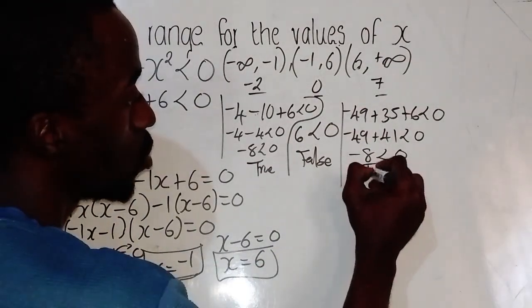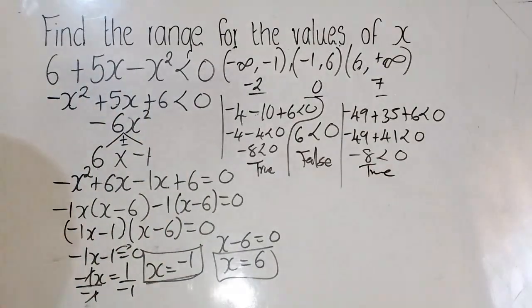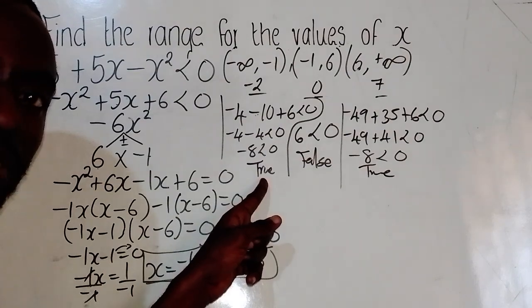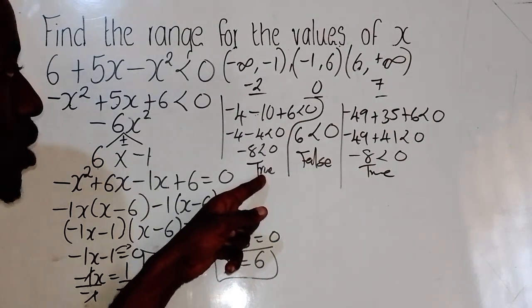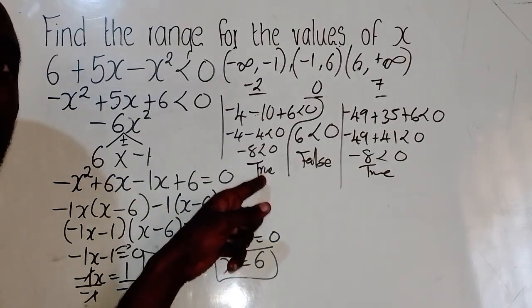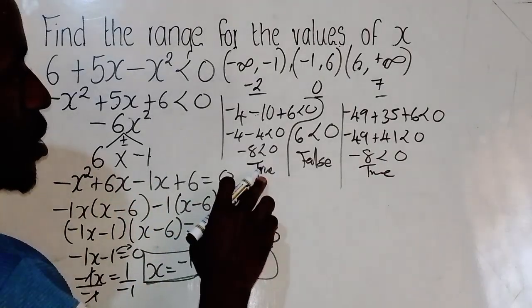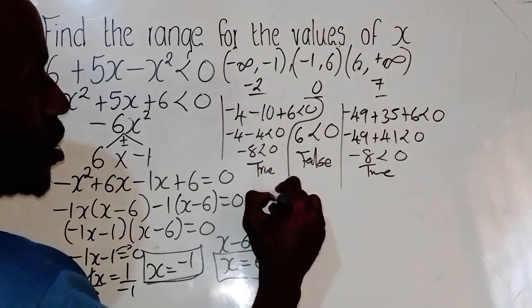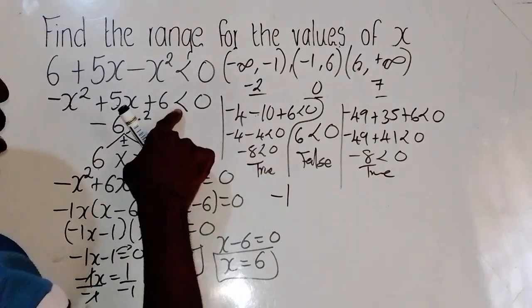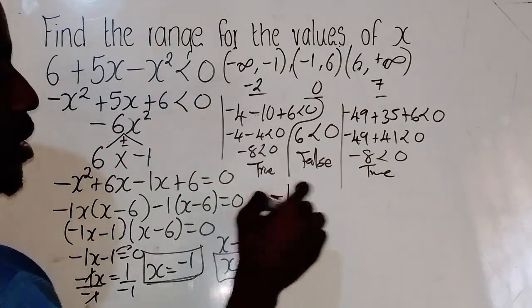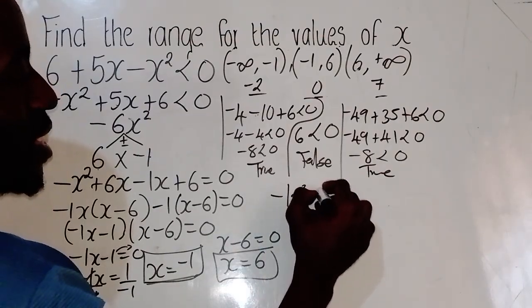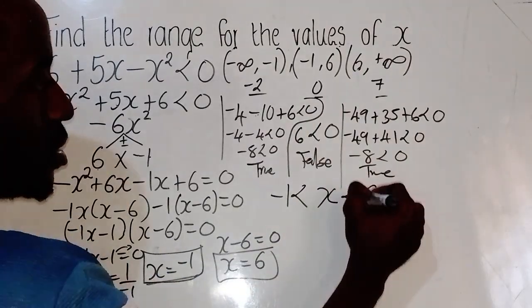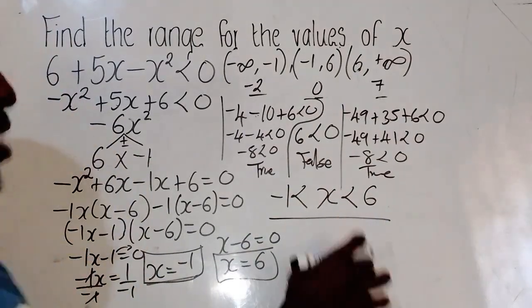Yes, this is true. Since this one is true, you only pick those intervals which are true. So since this is true here and this is true here, we say negative 1, then you pick this sign, so negative 1 is less than x, again less than 6. So this here is the answer.